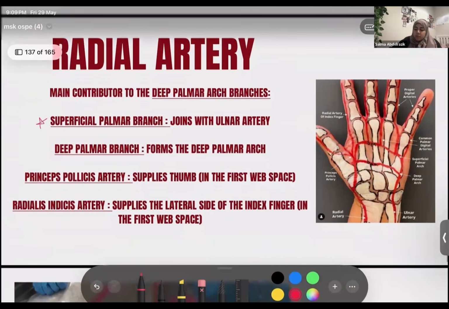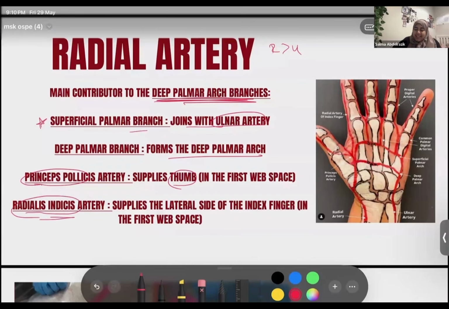We have a superficial branch that joins with the ulnar to help form the superficial palmar arch. It's also contributing to the deep arch. Radial over ulnar forms the deep palmar arch, which gives the princeps pollicis artery, which supplies the thumb, and the radialis indicis, the one that goes to the index, which supplies the lateral side of the index finger.